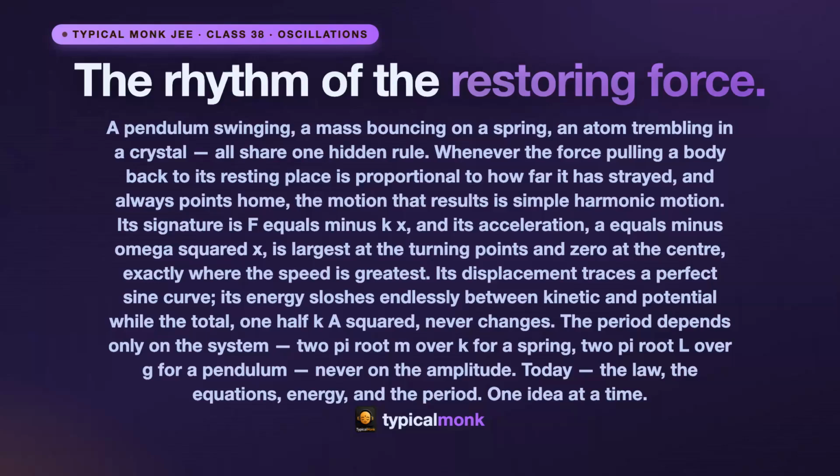Its displacement traces a perfect sine curve. Its energy sloshes endlessly between kinetic and potential, while the total, 1/2 k A squared, never changes. The period depends only on the system: 2 pi root m over k for a spring, 2 pi root l over g for a pendulum, never on the amplitude. Today, the law, the equations, energy, and the period. One idea at a time.